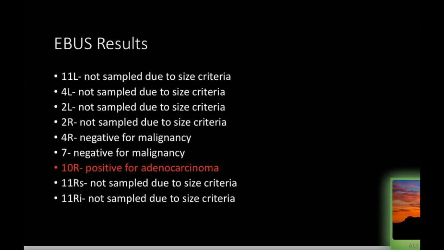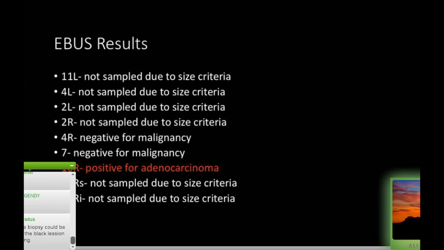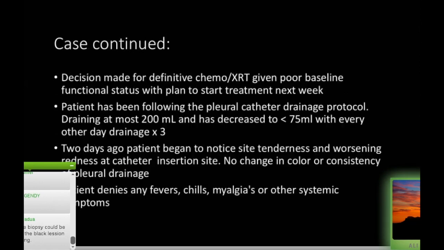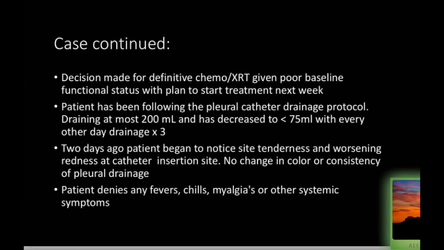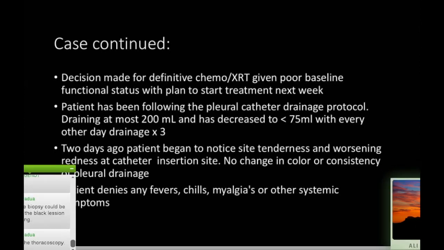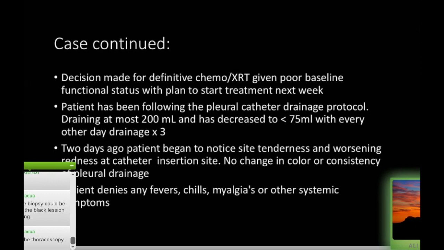Good, very good. This patient had EBUS TBNA. The N2 node was positive. Adenocarcinoma was diagnosed. So this patient's stage is now T1N2 disease. Okay. We'll talk about that. So the patient went for chemo XRT given poor baseline functional status. Patient has been followed for pleural catheter drainage, with 200 cc decreasing even after every other day.